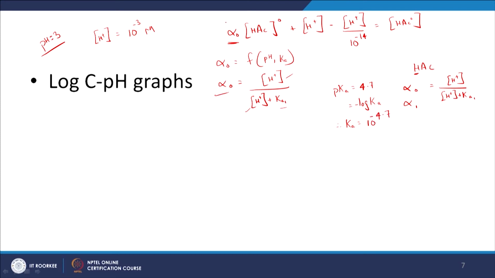So alpha naught is a known value, HAC naught is what you are trying to calculate, and H plus is a known value. So here we are just left with one equation and one variable, and thus you can calculate your HAC naught. So what is HAC naught again? In this case it is the concentration of the acetic acid that you need to add initially to your solution, the relevant total concentration, such that you will end up with a pH of 3.